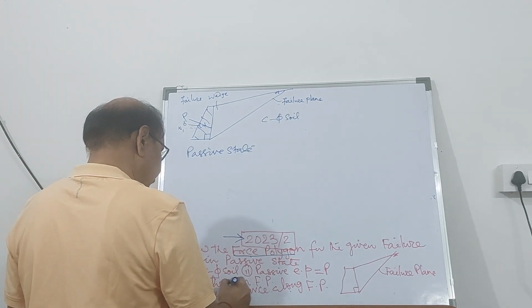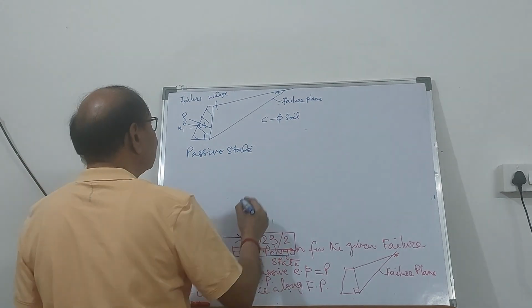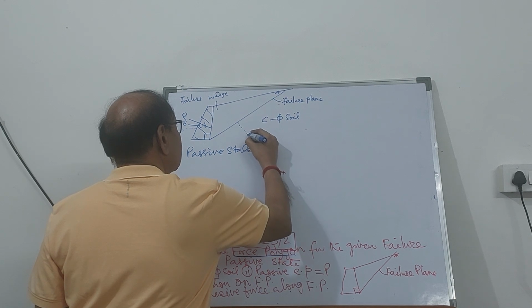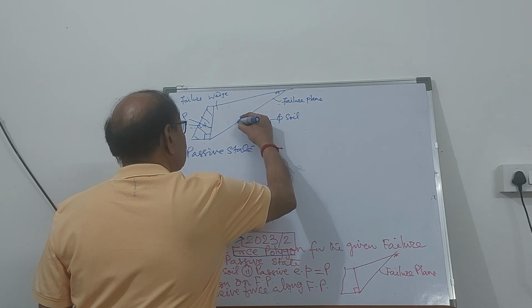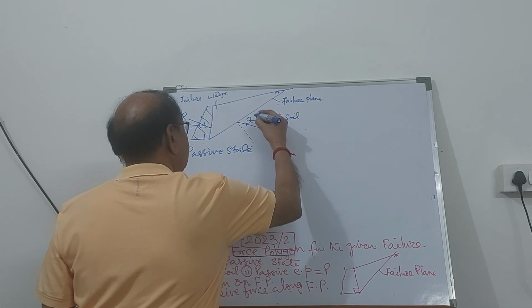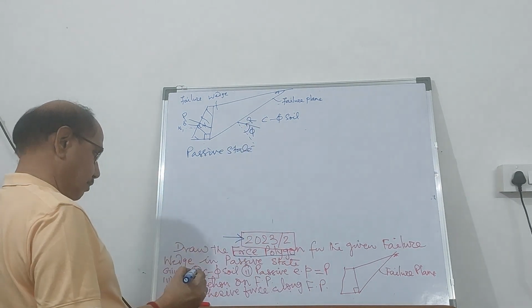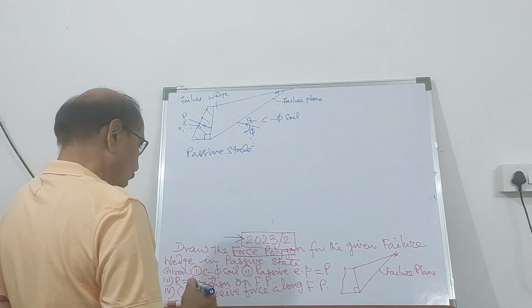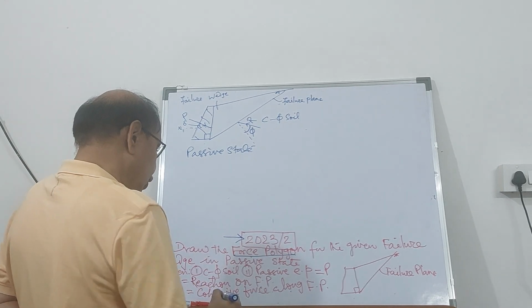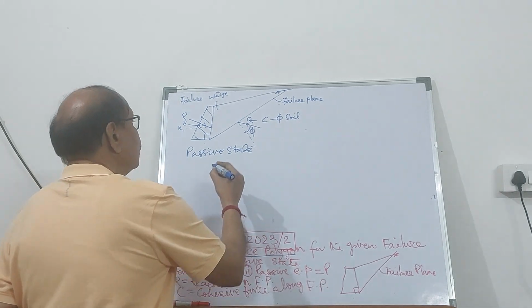Then the reaction on the failure plane. This is your failure plane. The reaction here, also draw a normal, and the reaction will be at an angle phi. This is the reaction R, and this angle will be angle phi. So you know the direction of R, and the cohesive force acting along the failure plane is known to you.